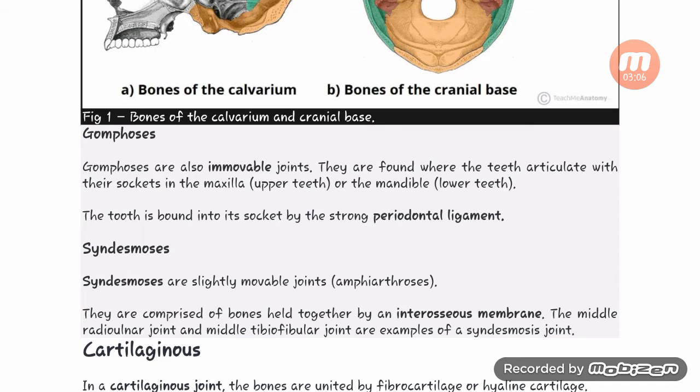Next is gomphoses. Gomphoses are also immovable joints. They are found where the teeth articulate with their sockets in the maxilla, which holds the upper teeth, or the mandible, which holds the lower teeth. The tooth is bound into its socket by the strong periodontal ligament.